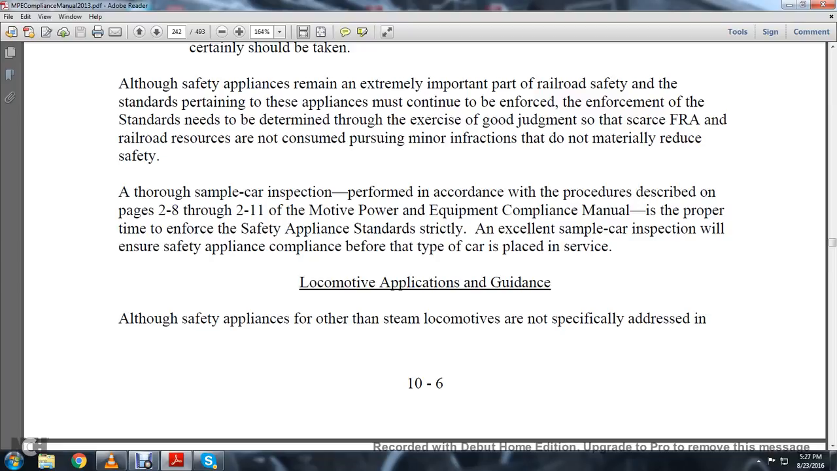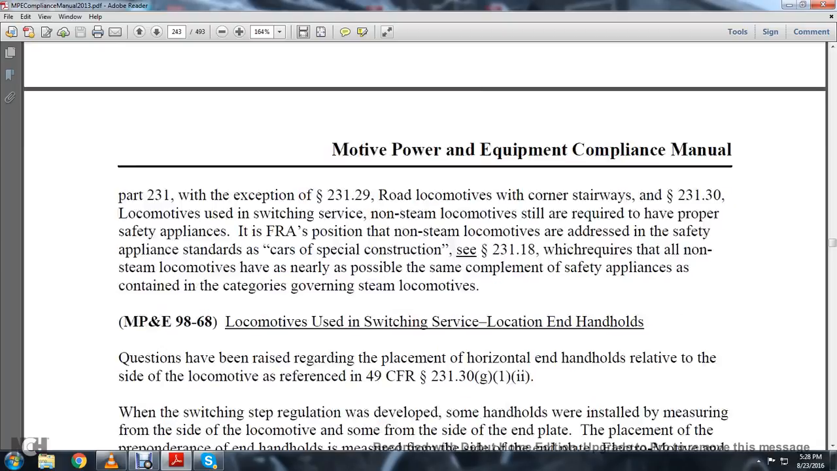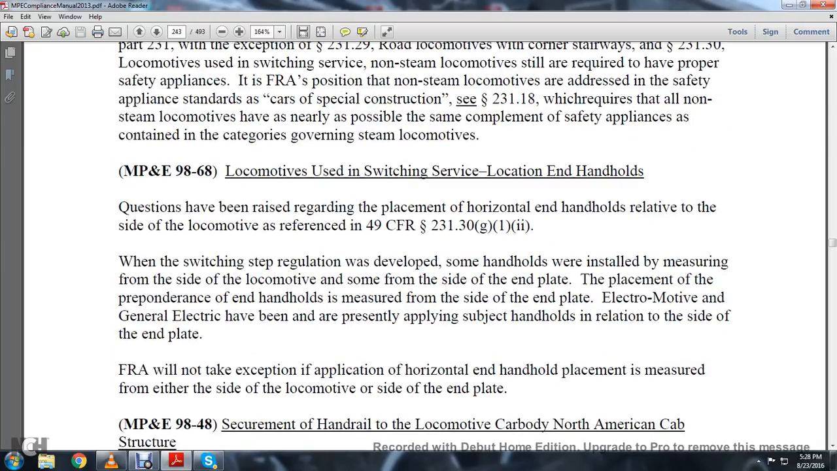Locomotive appliance guidelines. Safety appliances for other than steam locomotives are not specifically addressed in Part 231, with the exception of 231.29 for road locomotives with corner stairways, and 231.30 for locomotives in switching service. Non-steam locomotives are required to have proper safety appliances. The FRA position is that non-steam locomotives are addressed in the safety appliance standards for cars of special construction in Section 231.18, which requires all non-steam locomotives to have, as nearly as possible, the same compliance with the safety appliance standards governing steam locomotives.